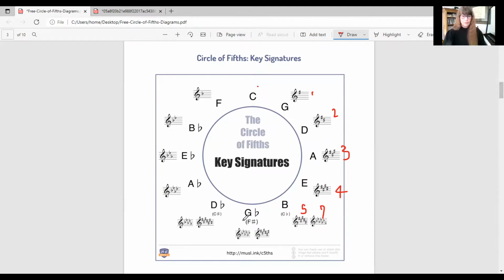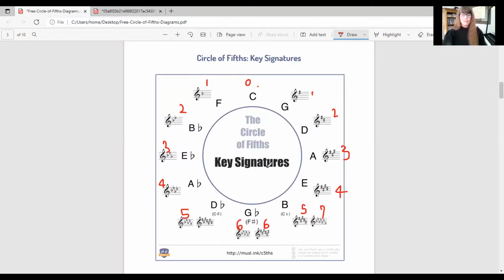G flat major, you're going to have 6 flats. And F sharp major, you're also going to have 6 sharps. Then in D flat major, you're going to have 5 flats. Notice how the flats now are going to go lower. A flat has 4 flats, E flat has 3, B flat has 2, F has 1, and it takes us back to C major with nothing. So on the right-hand side, you progressively get more sharps. On the left-hand side, you progressively go down back to less flats.